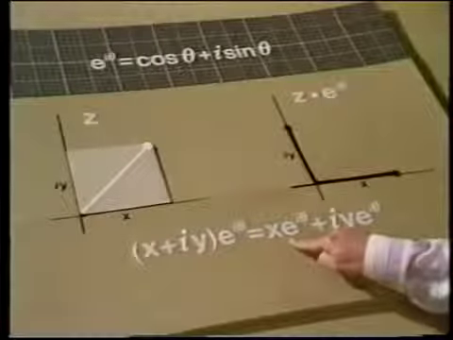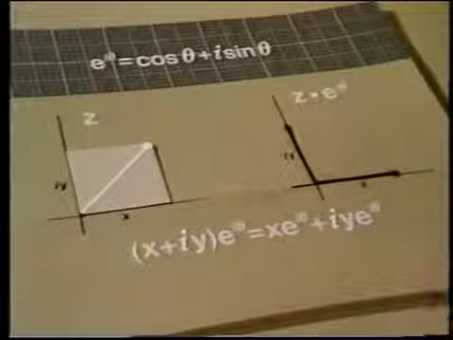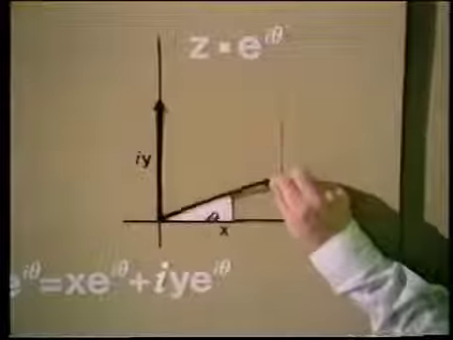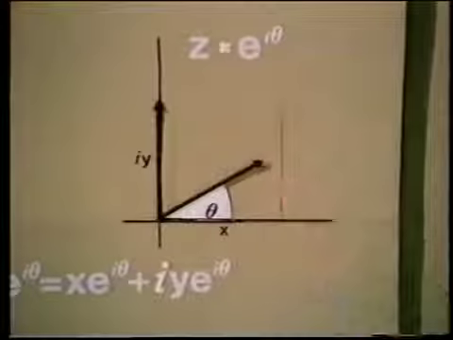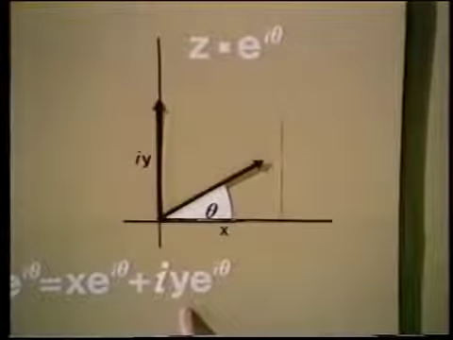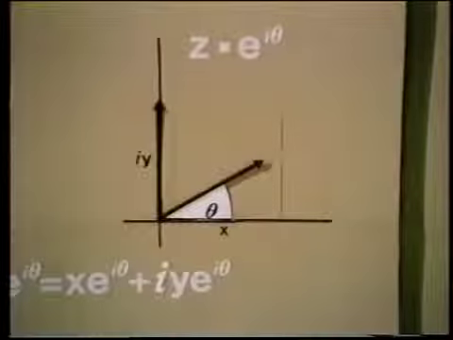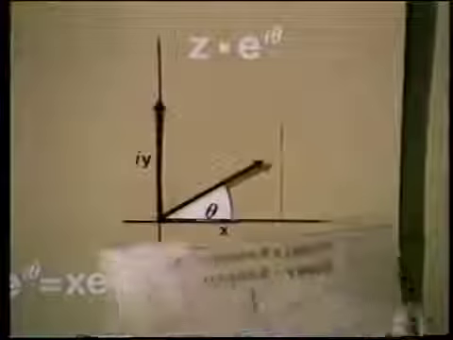Where's x e to the i theta? Well, that's easy. It's just at a distance x and an angle theta. But what about iy e to the i theta? That's a bit more difficult. So let's look at that in more detail.